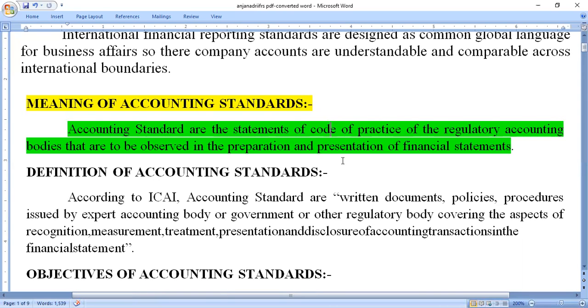This is what we call regulatory accounting bodies, whose standards are to be observed in the preparation and presentation of financial statements. Accounting standards are a statement of rules and regulations followed by the regulatory accounting bodies, to be observed in the preparation and presentation of financial statements, such as the income statement or position statement.